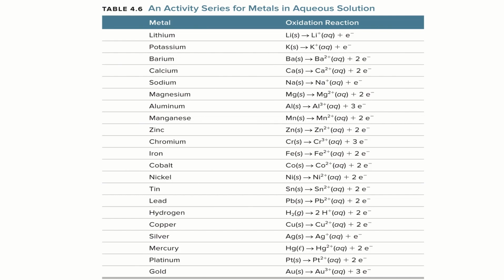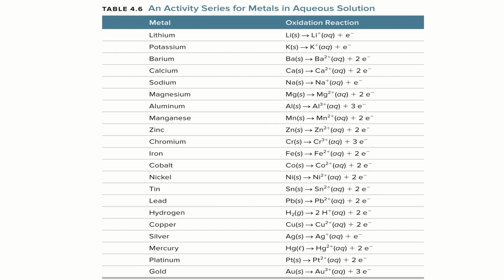Let's take a look at table 4.6, an activity series for metals in aqueous solution. Even though all metals tend to lose electrons, sometimes one metal can act as the reducing agent and oxidize another metal. Metals at the top are better reducing agents, better oxidized. All of these metals, lithium, potassium, barium, calcium, better oxidized than metals at the bottom.